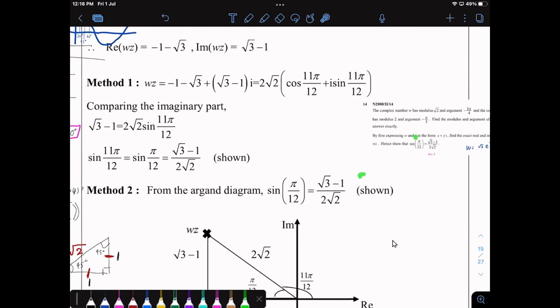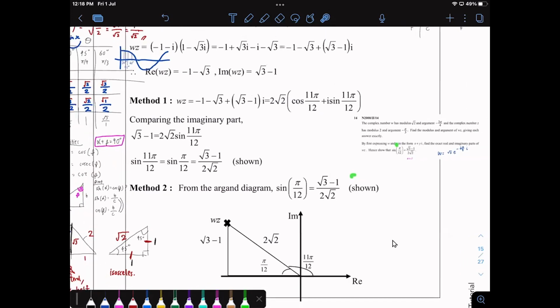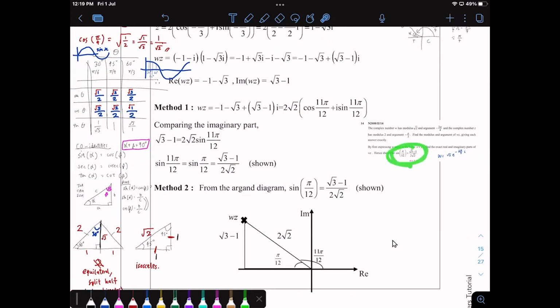The question is asking us to prove that sine pi over 12 is root 3 minus 1 over 2 root 2. So over here, I got sine 11 pi over 12. I'll just make it the subject. I'll divide by 2 root 2. Why do I want to do that?